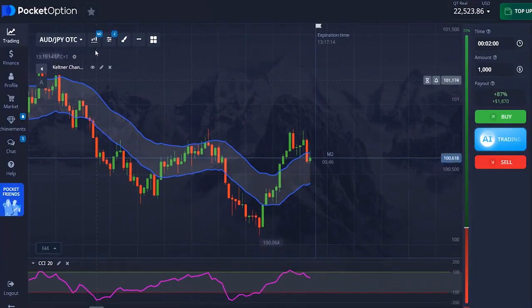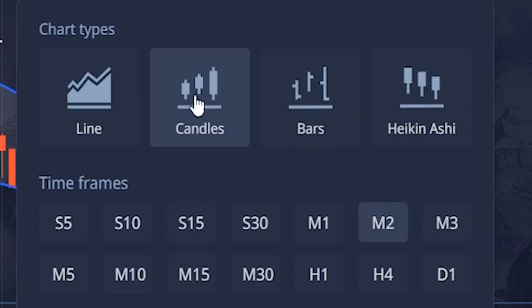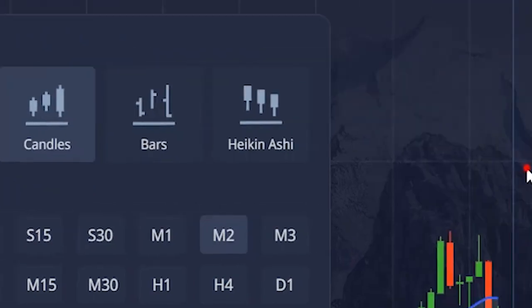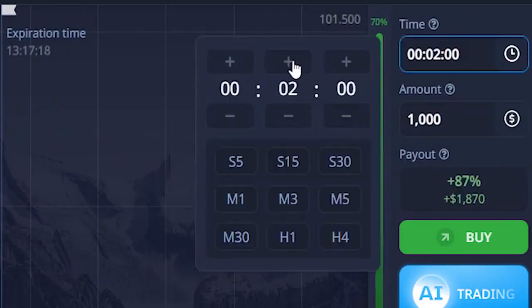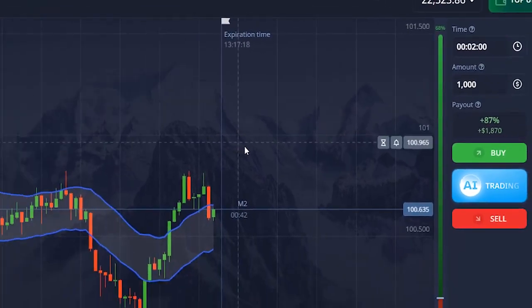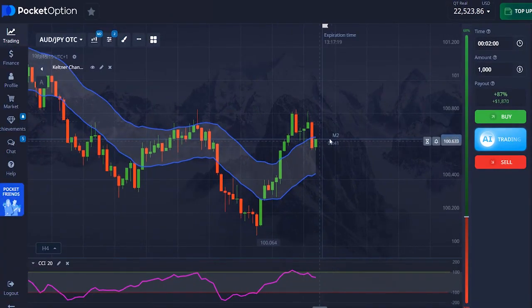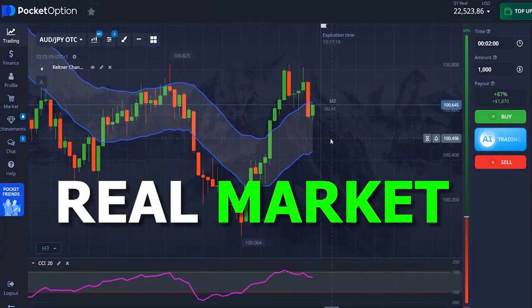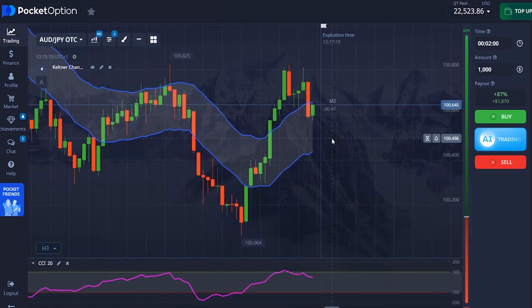This particular strategy, guys, is a 2-minute strategy, so we're going to be using a normal Japanese candlestick. I'm going to be using the 2-minute candle time frame. Not only that, guys, we're also going to be trading this strategy on 2 minutes. So this is a 2-minute strategy. You can try this strategy on both OTC and on the real market. Anyone, it works pretty well.